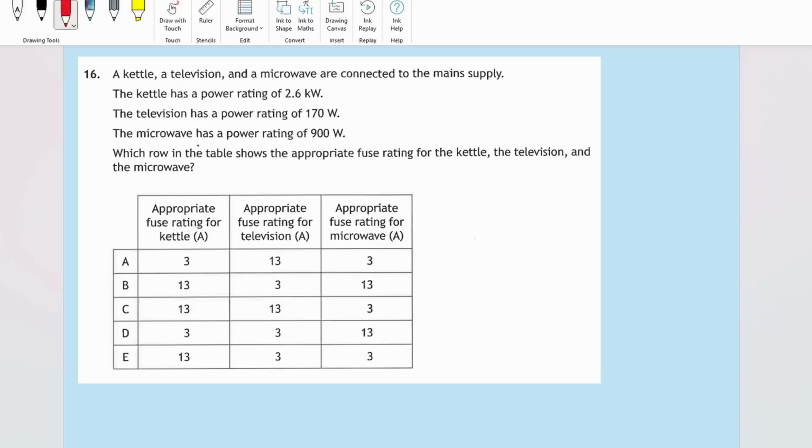Question 16 says a kettle, a television, and a microwave are connected to the main supply. The kettle has a power rating of 2.6 kilowatts, the television has a power rating of 170 watts, and the microwave has a power rating of 900 watts. Which row in the table shows the appropriate fuse rating for the kettle, the television, and the microwave?